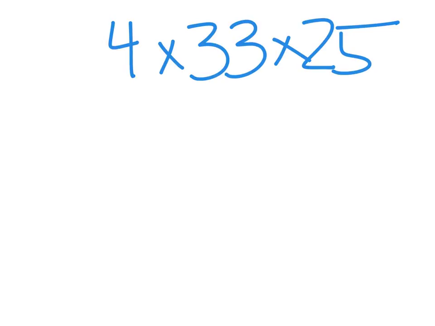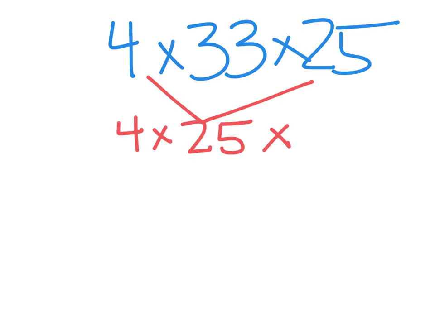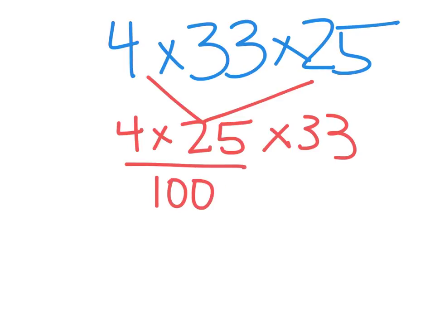Now this example is a little bit different. You don't see any zeros at the end. But what I'm going to do here, and the reason this is easy to do mentally, is I'm going to put the 4 and the 25 together by using the commutative property. So I'm going to switch around the order of this problem. So now I'm going to do 4 times 25 first, since that's 100.